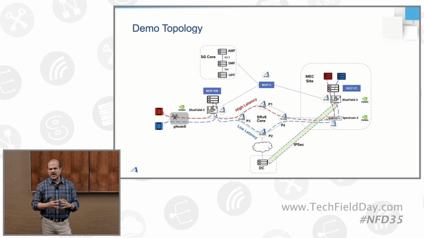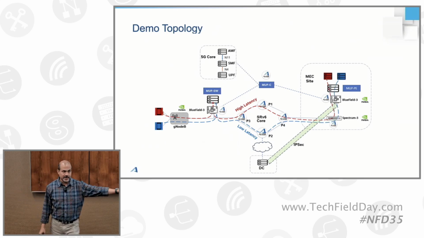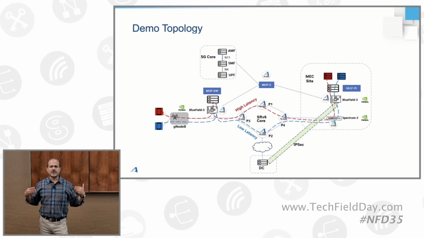Last but not least, we have an Arrcus piece called the MUP controller at the top. It is responsible for plugging into the 5G control plane, extracting information, and then distributing that over BGP using standard RFC extensions that we've helped develop for the SRv6 mobile user plane. This information is then distributed from the MUP controller to the MUP gateway, which is the BlueField 3 on the left, and what we call the MUP PE, which is the BlueField 3 on the right. So these BlueField 3s are acting like your traditional PEs, and the Arrcus instances in the middle act as provider routers.